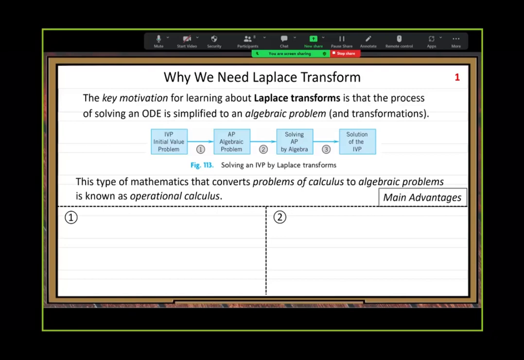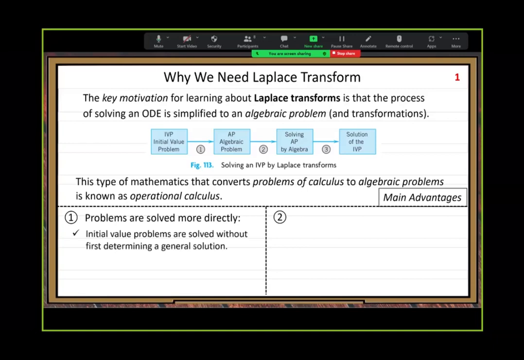Two main advantages of this method. First, problems are solved more directly. At the beginning, I said indirectly, but here, more directly. There is some specific meaning here, because when we look from a different view, it's more direct. Initial value problems are solved without first determining a general solution. For our ODE, we need to find a general solution first, then plug in initial conditions.